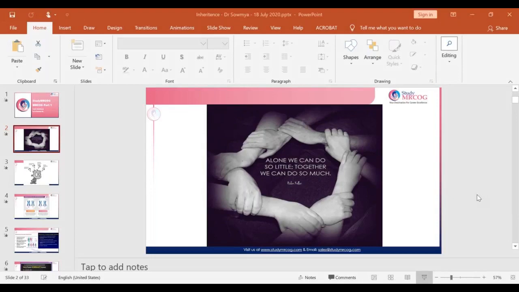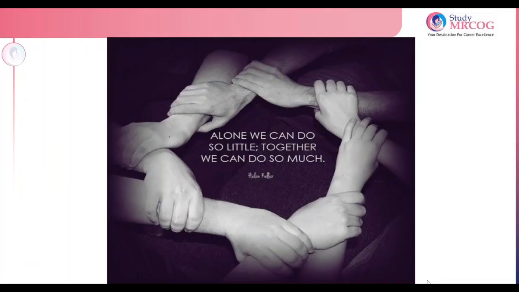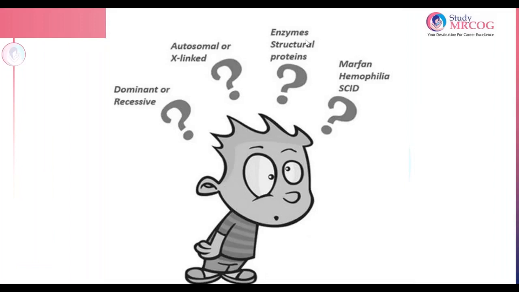So let's start with the reason why we are here: the inheritance itself. As a candidate, you will always be confused about what you mean by autosomal and sex-linked recessive, as well as the conditions which cause them, and how you have to tell the risk depending upon the family member affected for the woman who is coming to you.